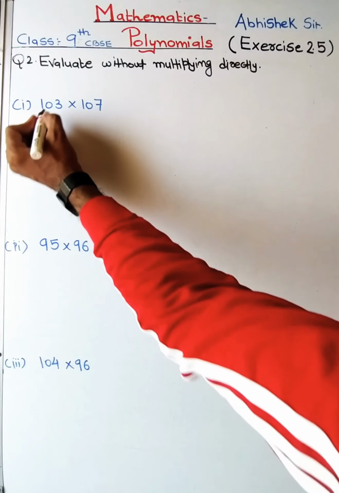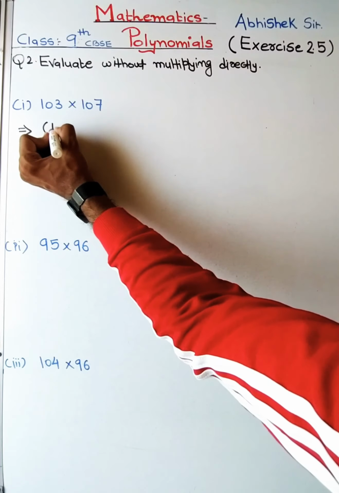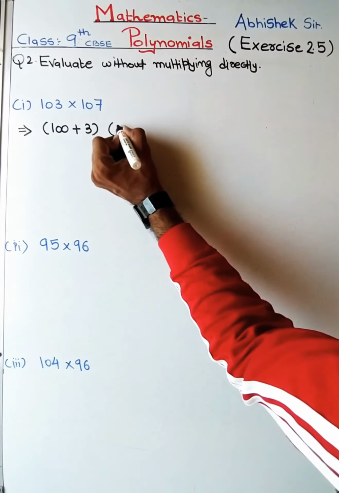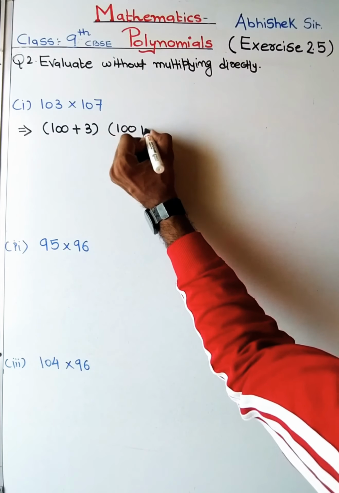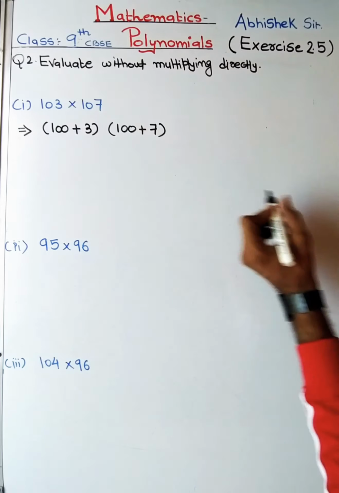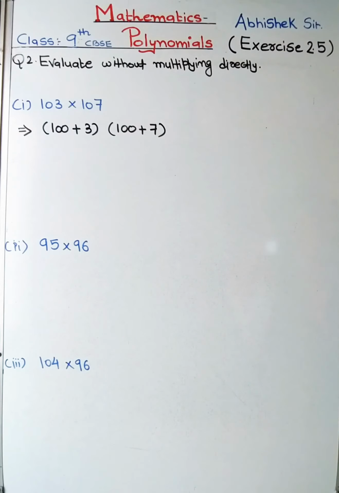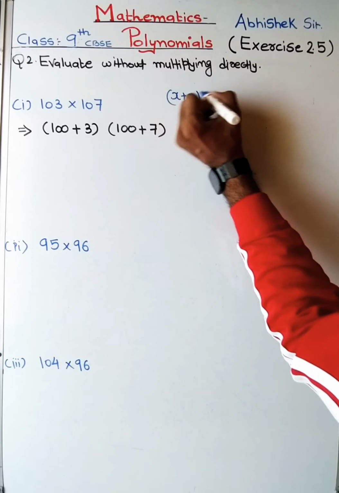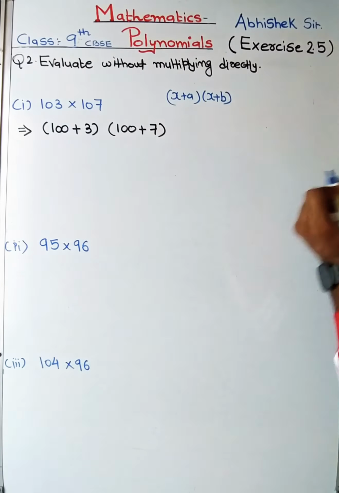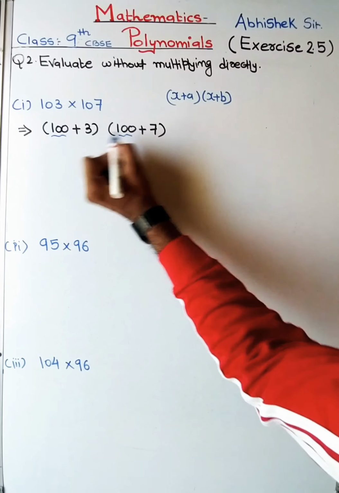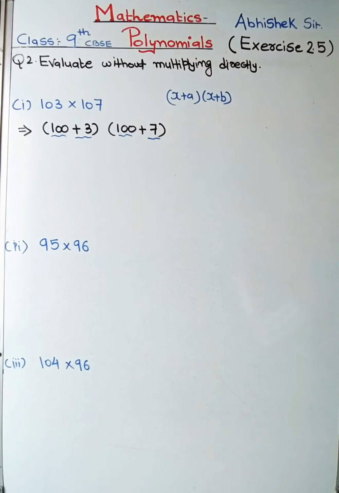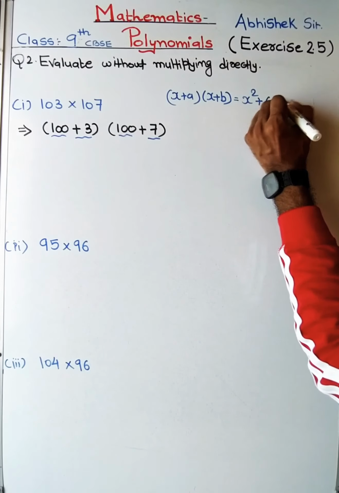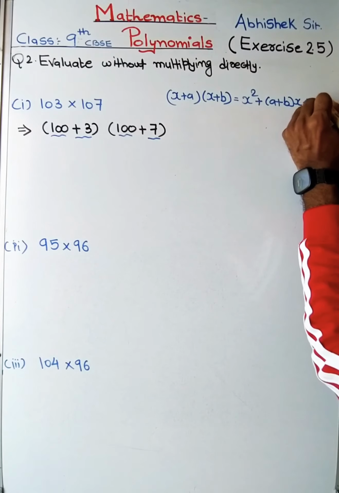Okay. So 103 is to be represented like 100 plus 3, and 107 can be represented as 100 plus 7. So is it like this identity, (x + a)(x + b)? Yes. See, first term same, and here we have two different numbers. So we will be using this identity, x square plus (a + b)x plus ab.